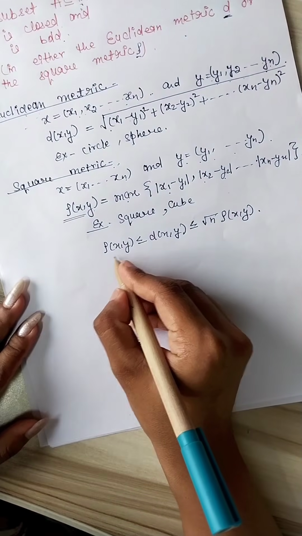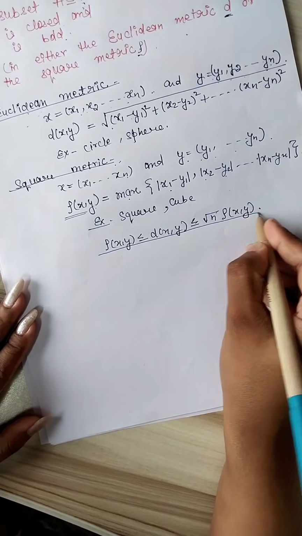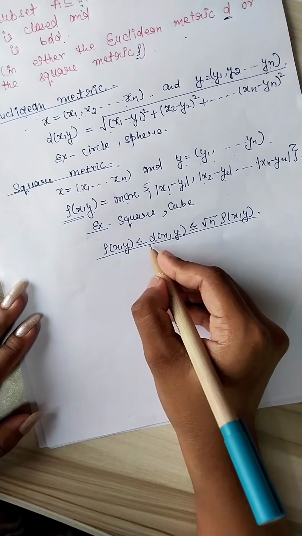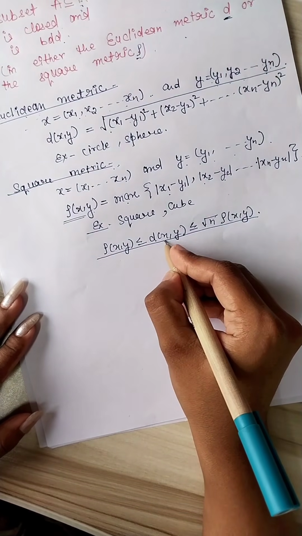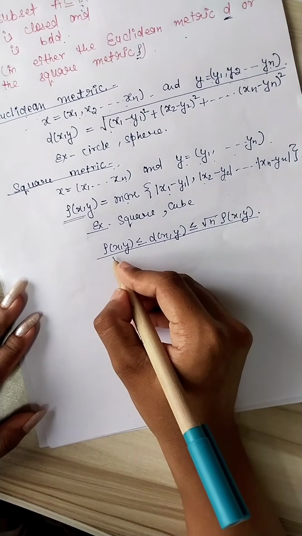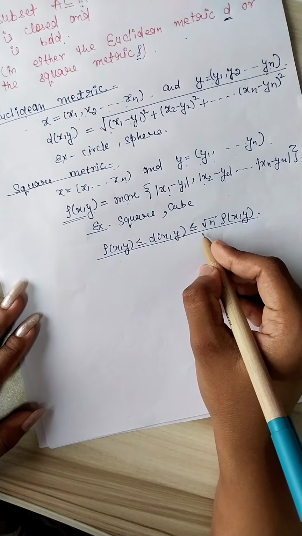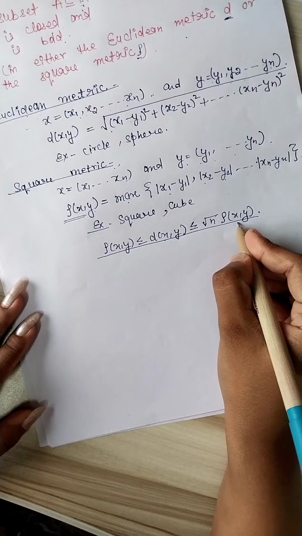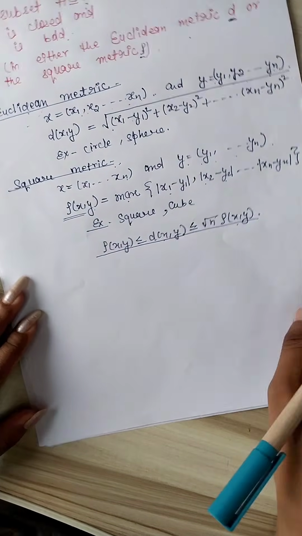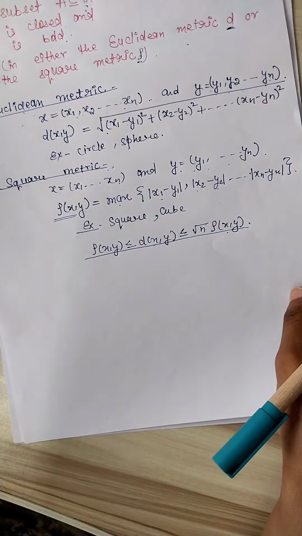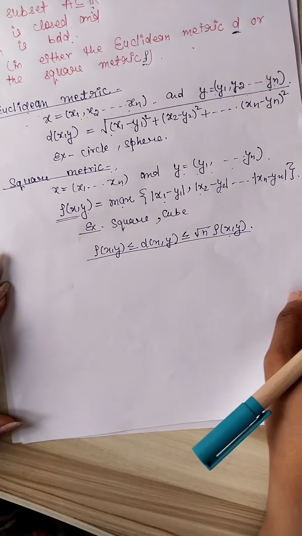And there is a relation between the Euclidean metric and the square metric. The Euclidean metric is greater than or equal to the square metric and less than or equal to root n times the square metric. Now we will discuss the Heine-Borel theorem in Rn.